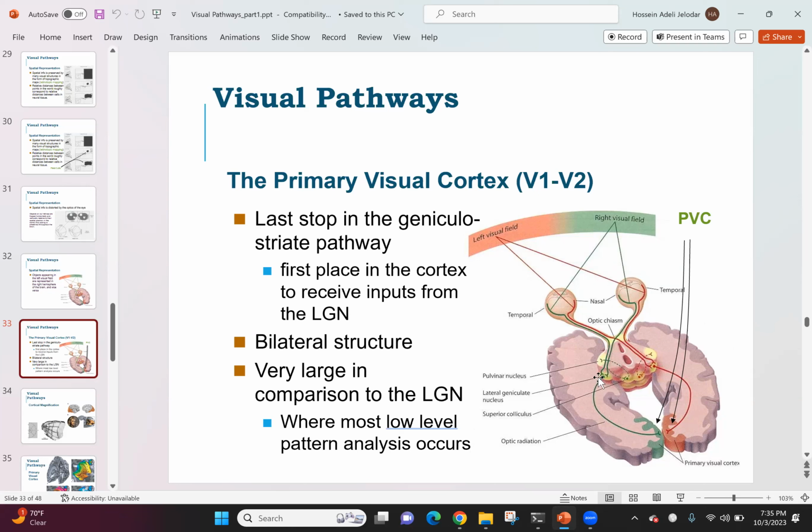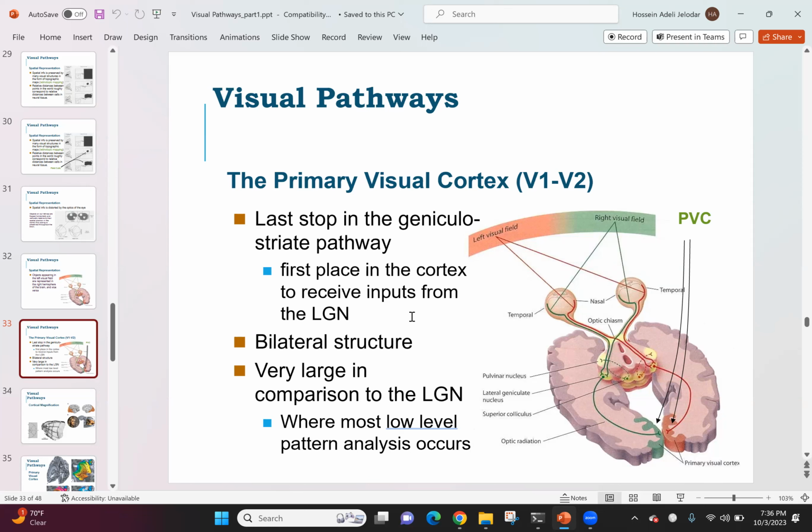Now, the input from the LGN projects to the back of the brain. The LGN is in the center of the brain. The input from the eye goes to the LGN, and the LGN then projects that into the back of the brain. There are a lot of nerve cells leaving the LGN, going to the primary visual cortex, and this is what's called optic radiation. It's a bilateral structure, meaning that you have one primary visual cortex in the right hemisphere of the brain and another one in the left hemisphere.